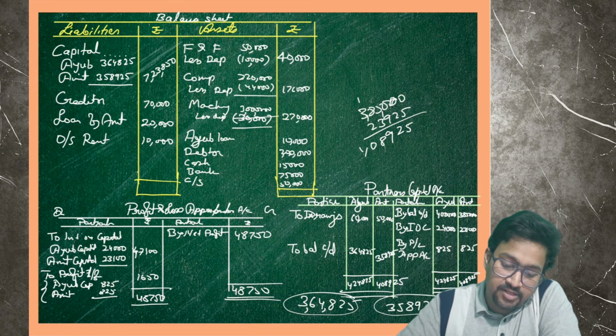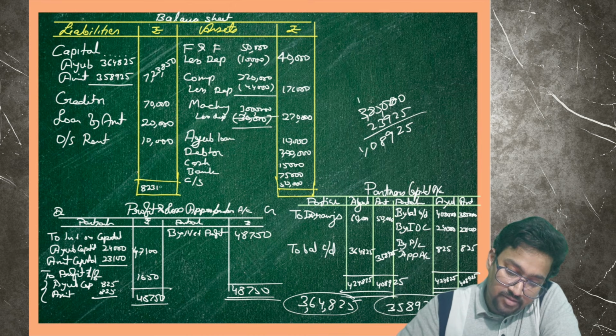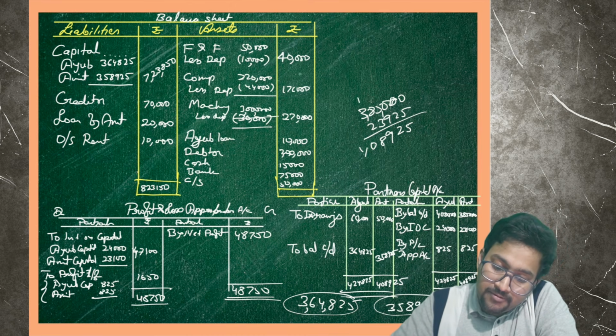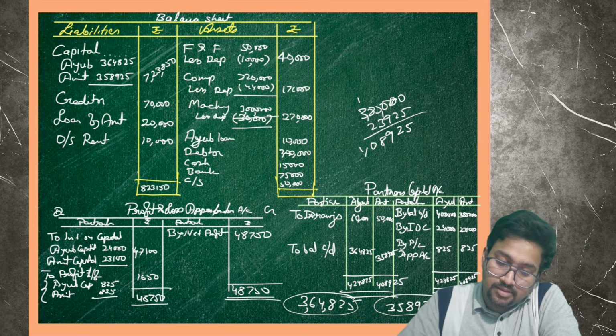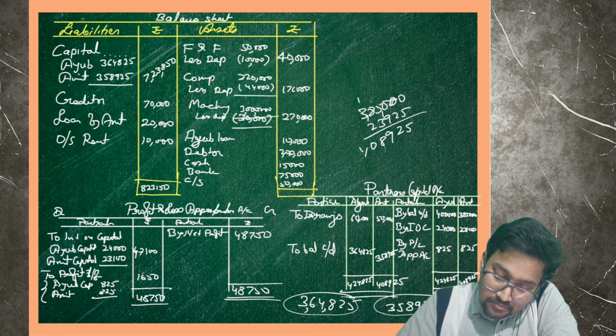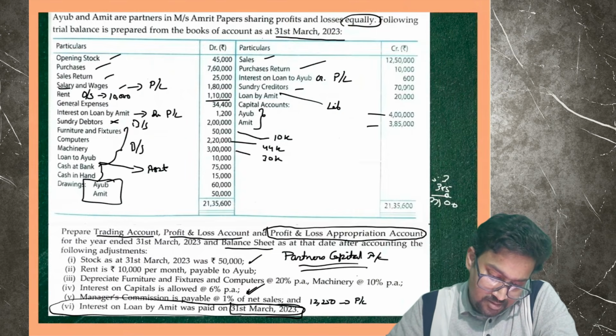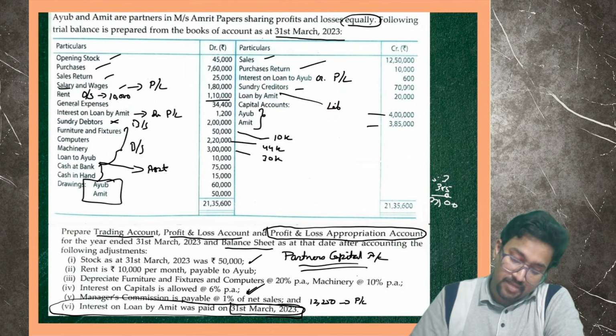So total will be here 70, 20, 90 plus 10, 1 lakh, and 723,850 plus 1 lakh will be 823,850. Now let's total the asset side. Okay, there's a mismatch, 836 and 823. So did we leave anything? Yeah, okay, this one, manager's commission.